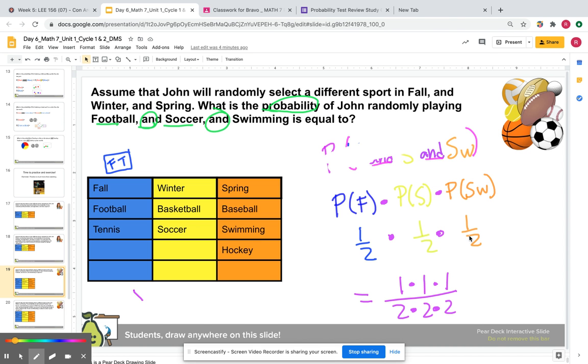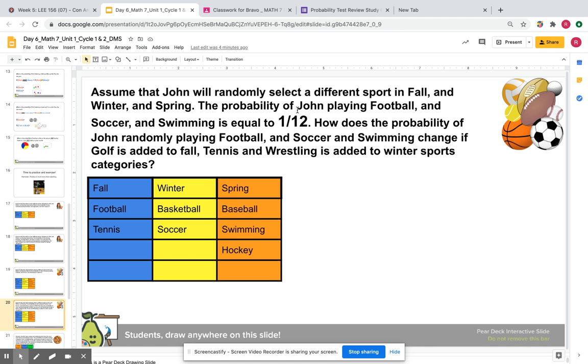Oh, my bad. Before we can move on, I made a mistake. That is 3 in the bottom because there are 3 sports in spring. So when you do this, you should get 12 in the bottom and 1 in the top. I apologize. Let me move on though.